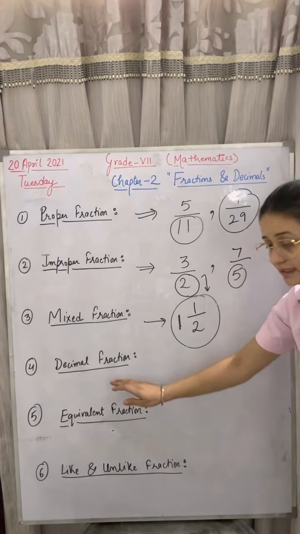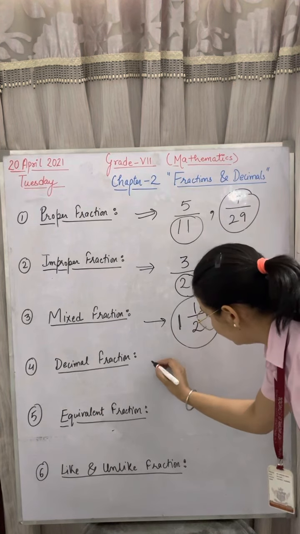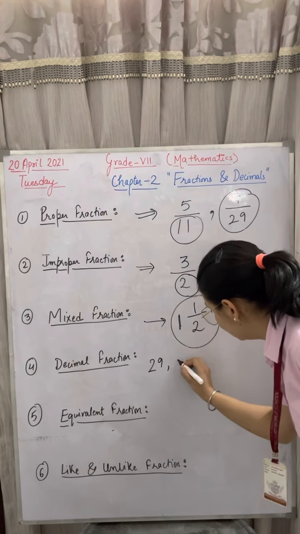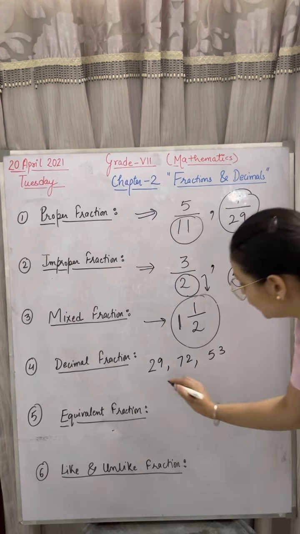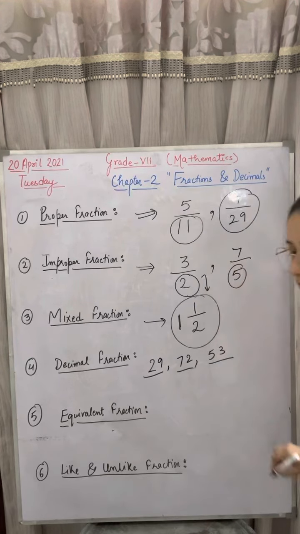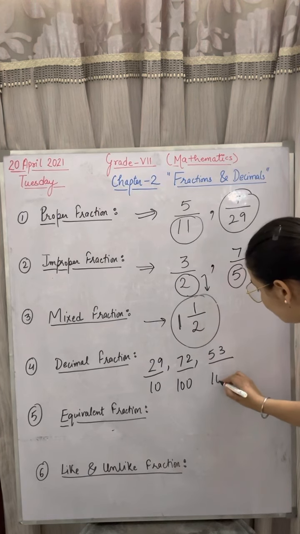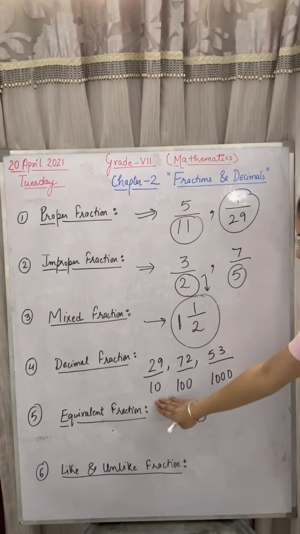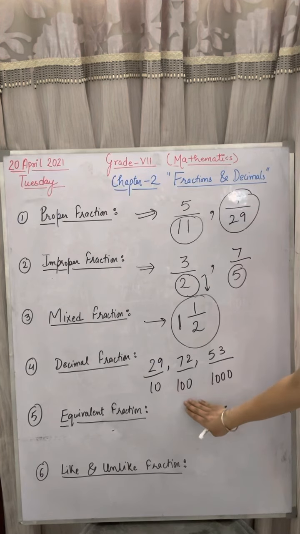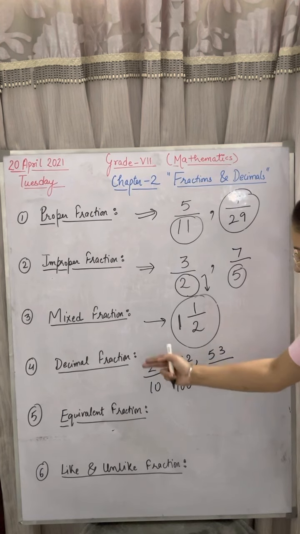The next is your decimal fraction. Decimal fraction means, suppose 29, 72, 53 are the numerators, and the denominators are in the form of 10, 100, 1000, 10,000, lakh, 10 lakh. These are known as decimal fractions, when the denominators are given in this form. So these are the decimal fractions.